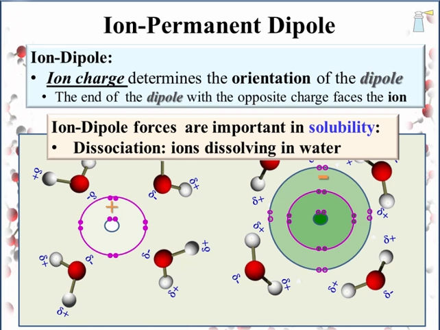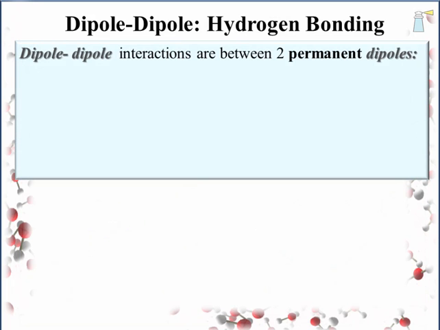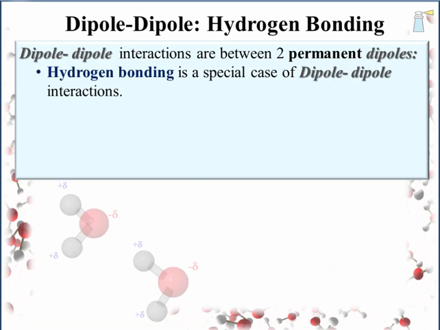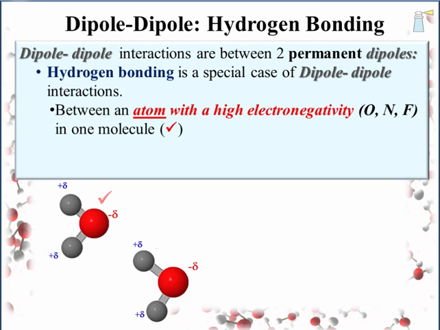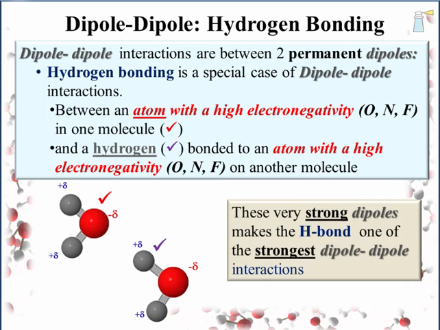The next kind of intermolecular bond is a rather particular one. It is a variety of the dipole-dipole intermolecular bond. Dipole-dipole interactions are between two permanent dipoles. Hydrogen bonding, or H-bond, is a variety or a specific case of dipole-dipole interactions. It is always between an atom with a high electronegativity, like oxygen, nitrogen, or fluorine, in one molecule, and a hydrogen bonded to an atom with a high electronegativity in another molecule. These very strong dipoles make the hydrogen bond one of the strongest dipole-dipole interactions.